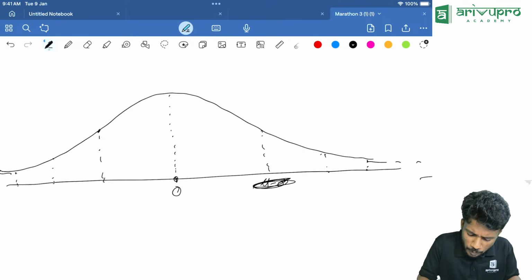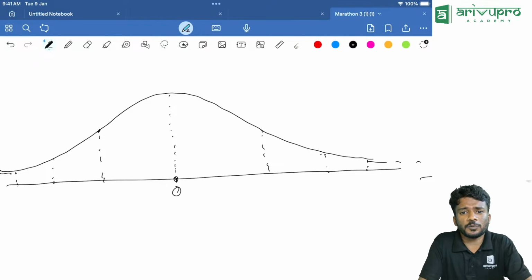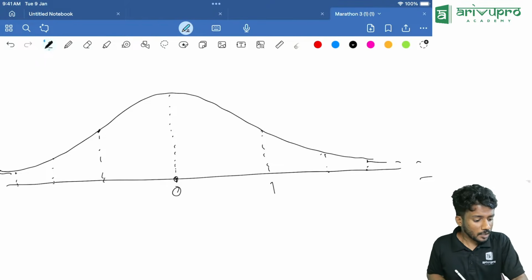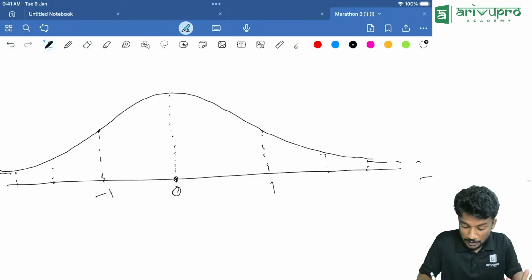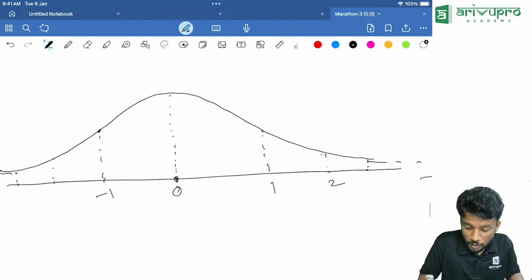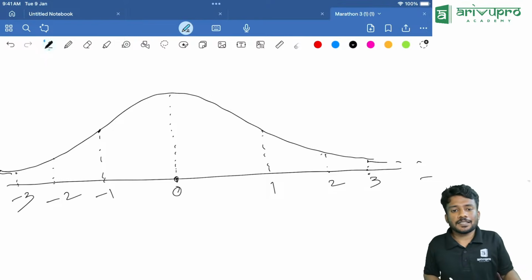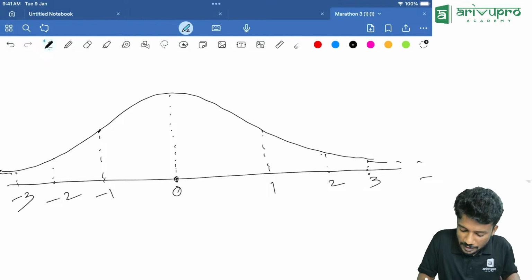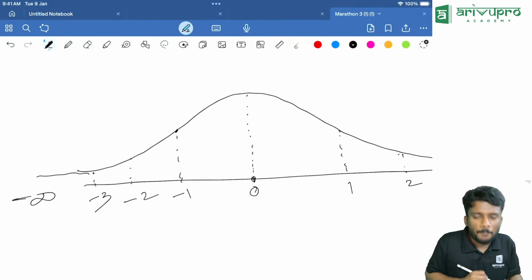Now mu plus sigma: we are changing it into another variable. How much is it? It will be 1 now. Then this will be minus 1, right? You should tell me. Then this will be 2, this will be minus 2. This point will be 3, this point will be minus 3. So till infinity it goes on. This will go till plus infinity, and this will go till minus infinity.